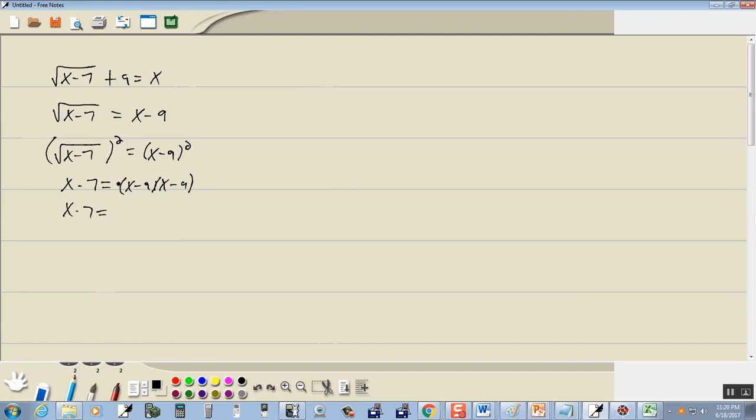Now we want to FOIL that. X times x is x squared. X times -9 is -9x. -9 times x is -9x. And -9 times -9 is 81.